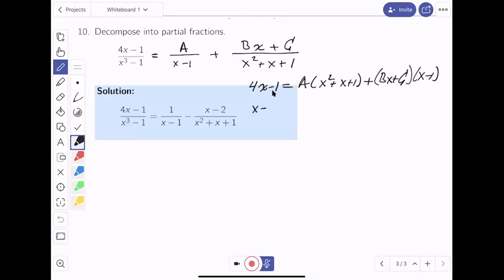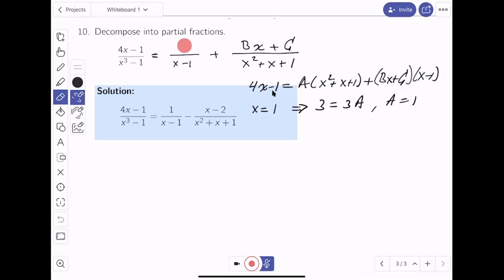I'm going to pick an easy x value for me, and that would be 1. And what do you get there? Well, you get 4 minus 1, which is 3. And if x is 1, I get 1 plus 1 plus 1, which is 3a, and the second term disappears. So what's a? A is 1. Let me get my eraser out, and I'm going to erase that because I don't want to forget that, right?